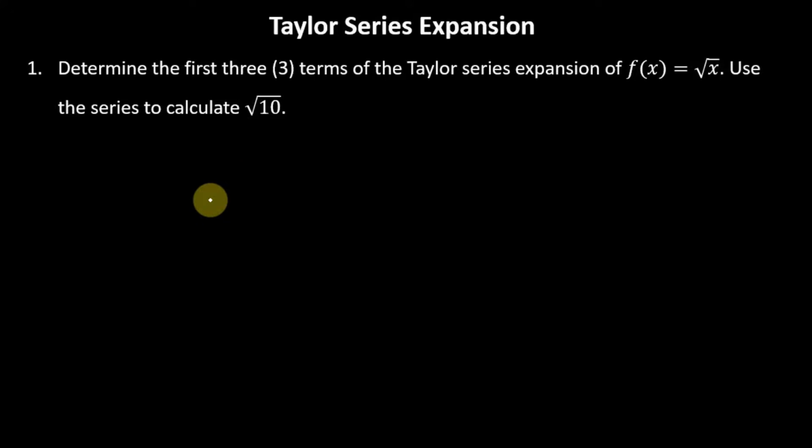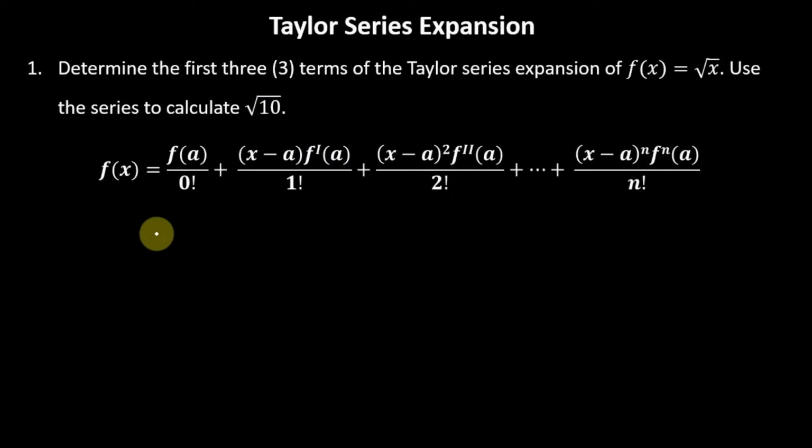By having the function here, we'll know what we need to find in order to write out the first three terms of the Taylor series expansion for the function f of x is equal to the square root of x, bearing in mind that we want to use a series to calculate the square root of 10. And you'll find out soon guys, it's quite easy, nothing really to it. So here we have the formula again guys. Now we're going to need our f of a, the first differential of f of a, and the second differential of f of a. So these are the first three terms right here.